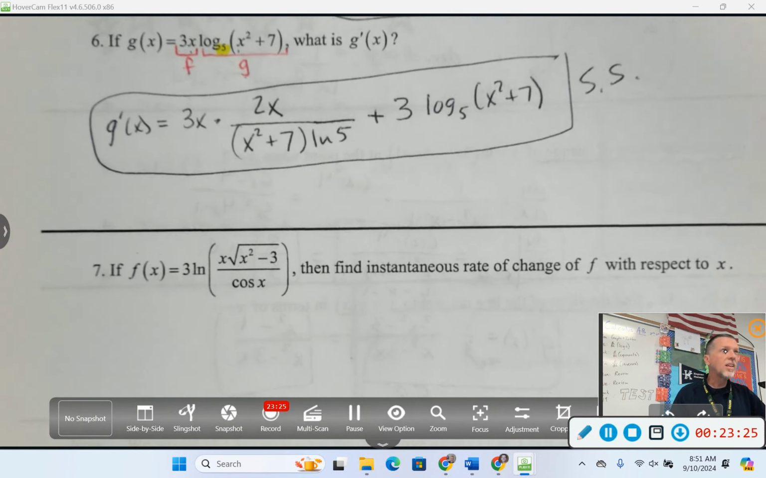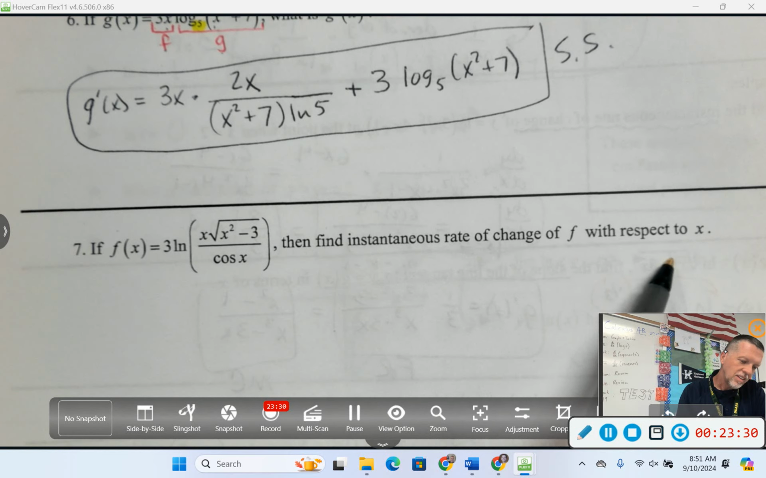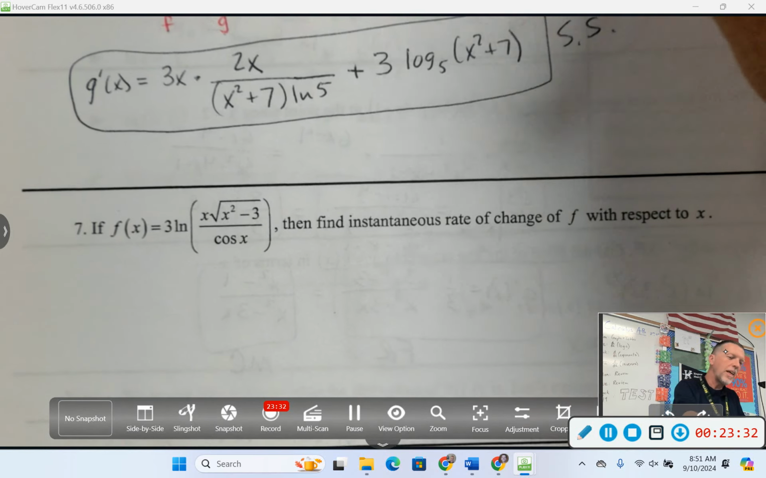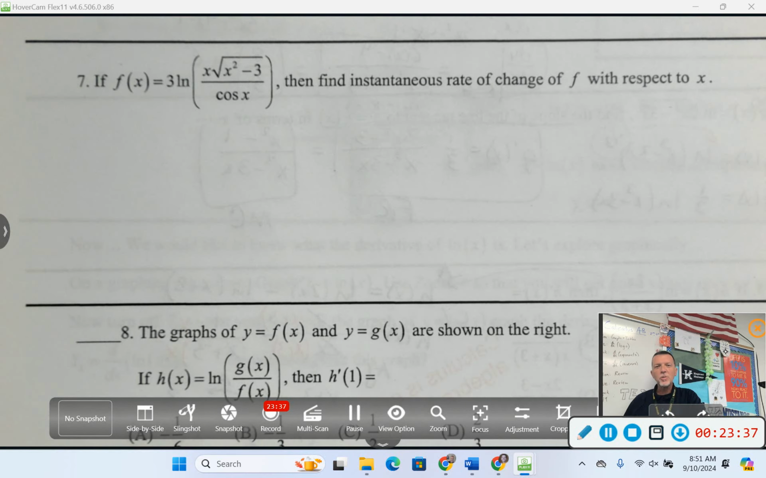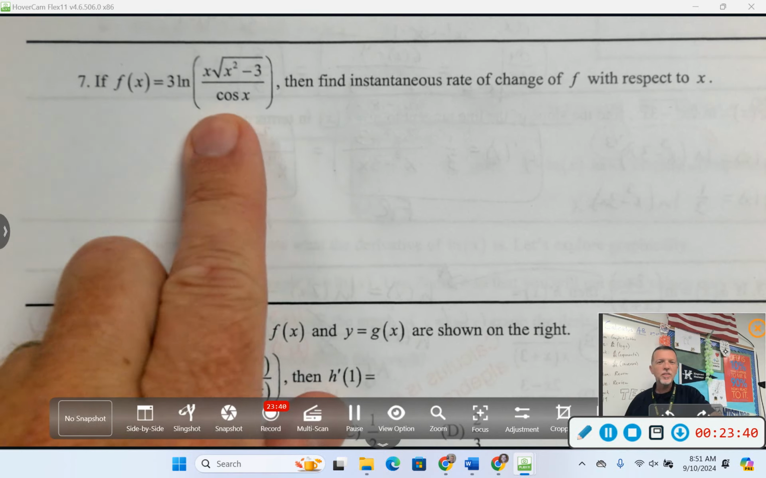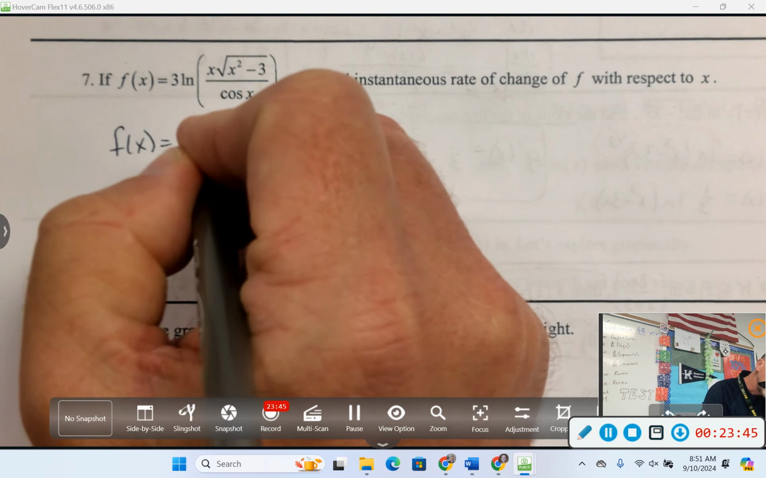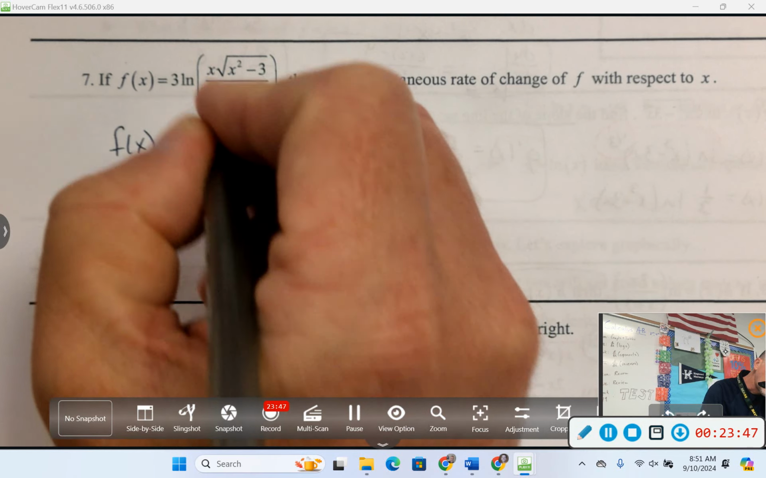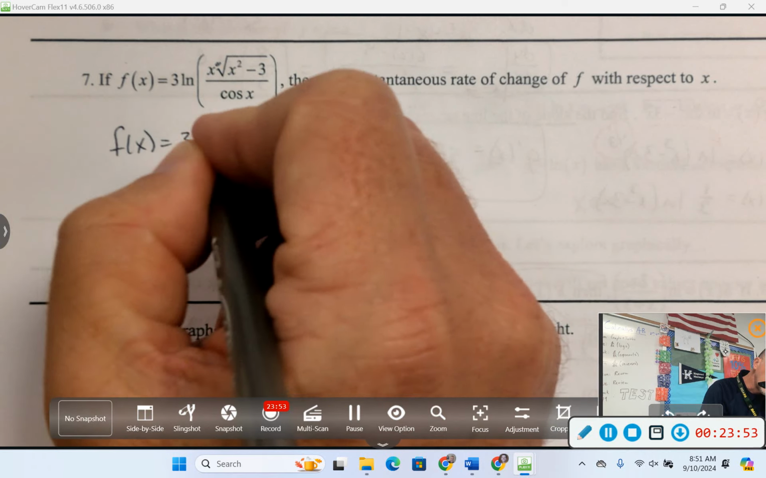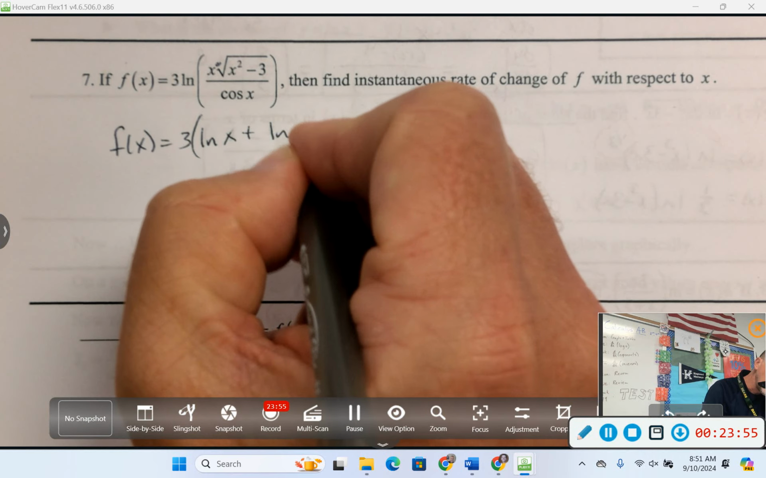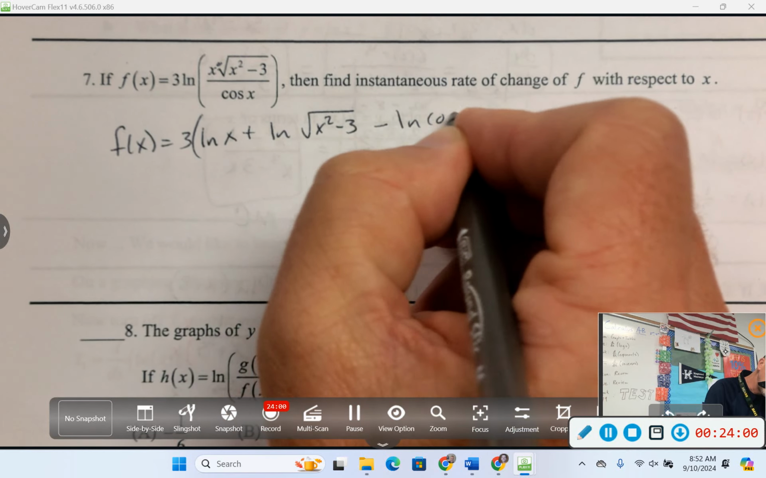Number 7. Ooh. That looks... if we tried to do that without doing algebra first, that would be terrible. Right? Because it's quotient rule, but also product rule. So let's split this thing up. Let's do algebra rules first. Okay, so that's x. The times in the top, so that's going to be plus natural log square root of x squared minus 3 minus natural log of cosine of x.